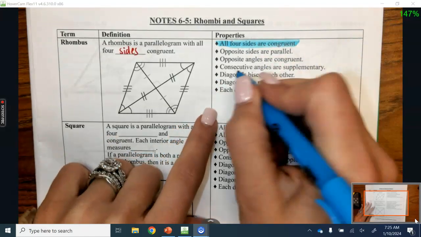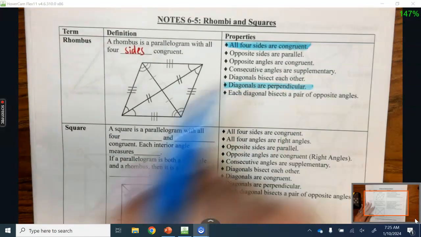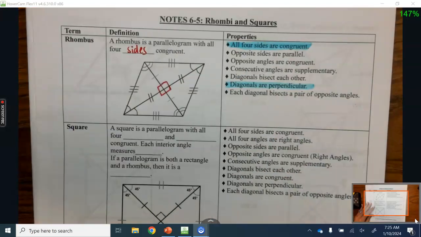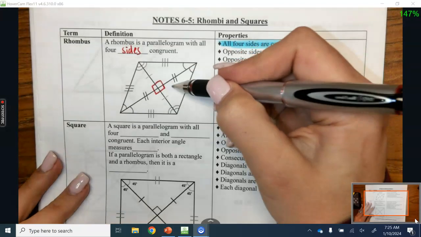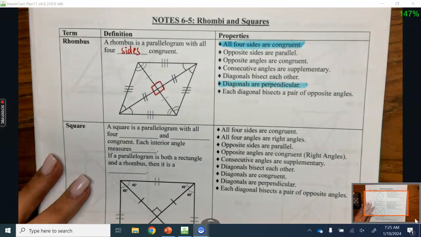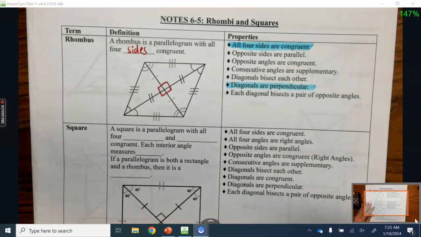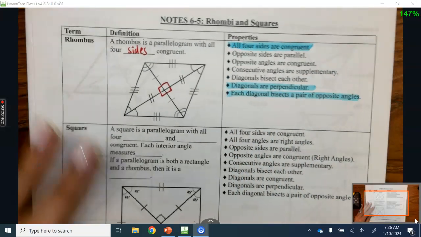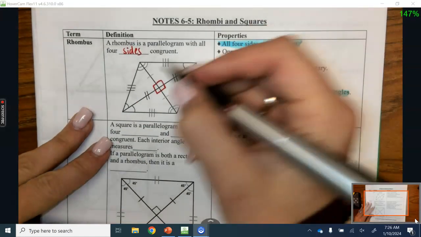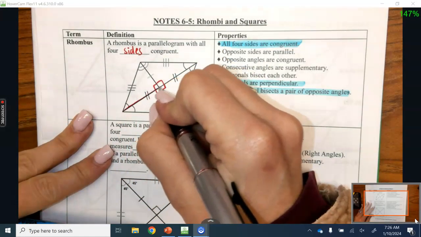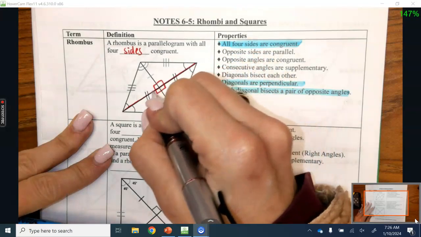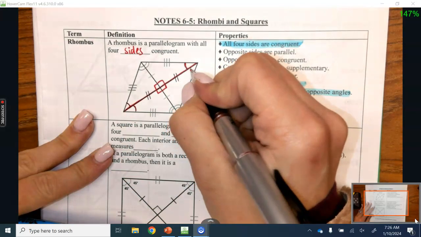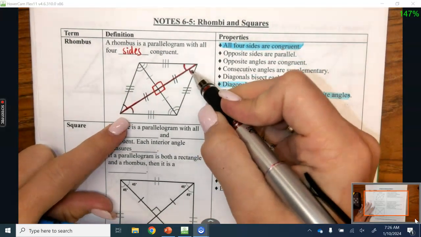Okay, this is new. Diagonals are perpendicular, meaning that they form right angles where the diagonals intersect. So there are four right triangles within a rhombus. And each diagonal is going to bisect a pair of opposite angles. Okay, so if I were to look at this diagonal right here, this diagonal is bisecting this angle and this angle. Remember, opposite angles are congruent.